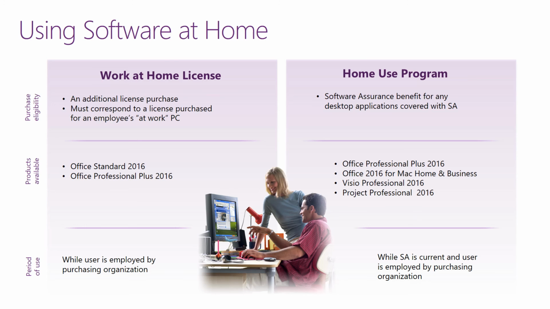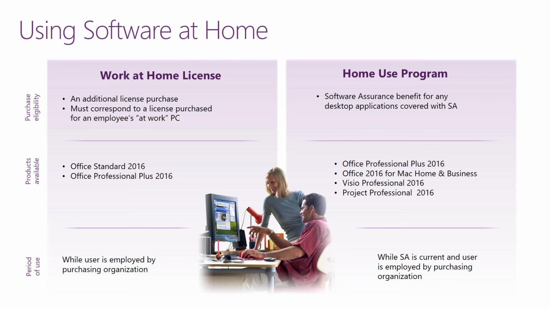They can either make use of a special license called the Work at Home license, or an SA benefit called the Home Use Program. Let's get the detail on how these work, starting on the left hand side with the Work at Home license. This is an additional license purchase for a customer, and as you can see, it must correspond to an existing license purchased. Essentially, it may be purchased for the primary user of a device that has an Office Standard or Professional Plus license acquired through the enterprise agreement. This user would then be licensed to use the software on their PC at home for as long as they are employed by the organisation that purchased the Work at Home license for them.